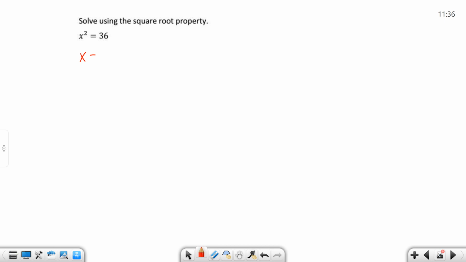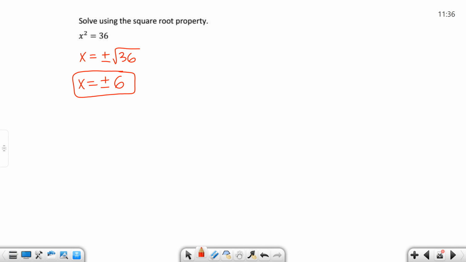So what do I do to apply the square root property? I simply drop the squared. x equals, I put plus or minus, and I take the square root of this other side. So x equals plus or minus the square root of 36. But wait a minute, the square root of 36 is 6, and there is your final answer. That is applying the square root property.